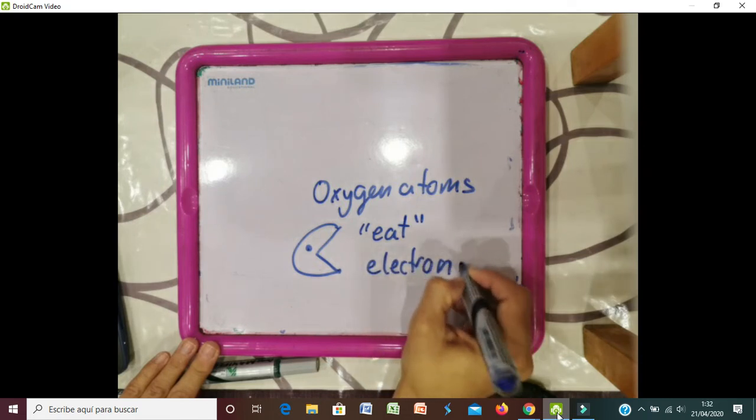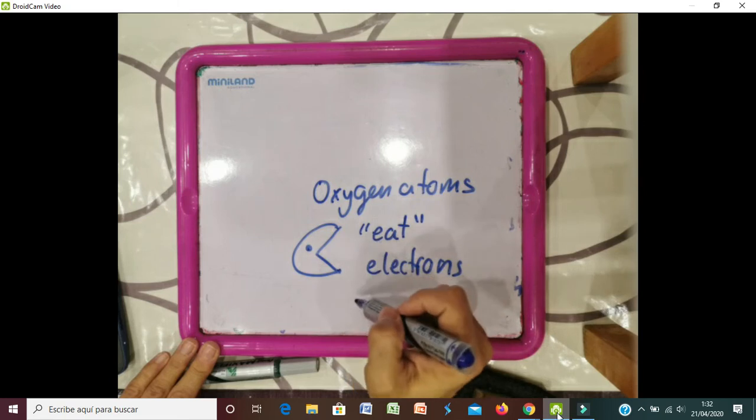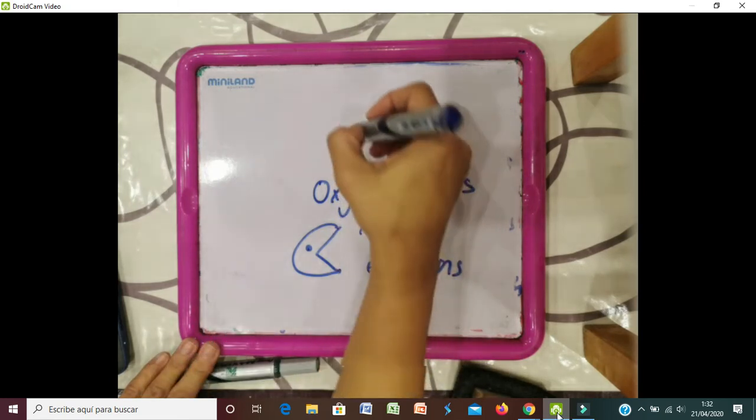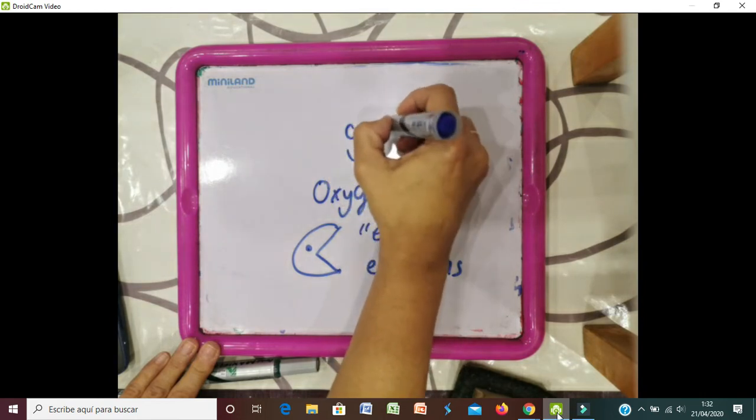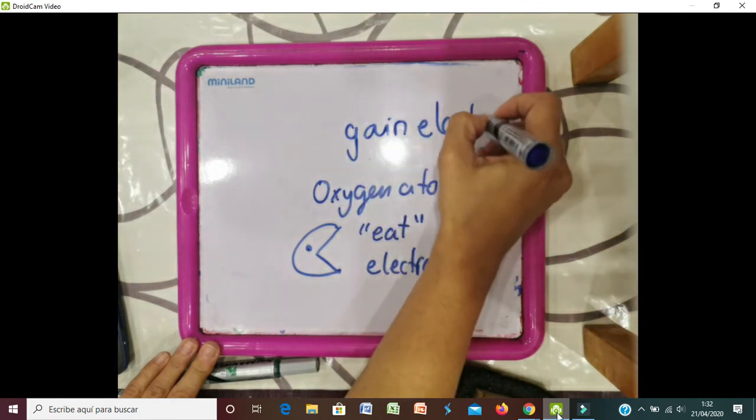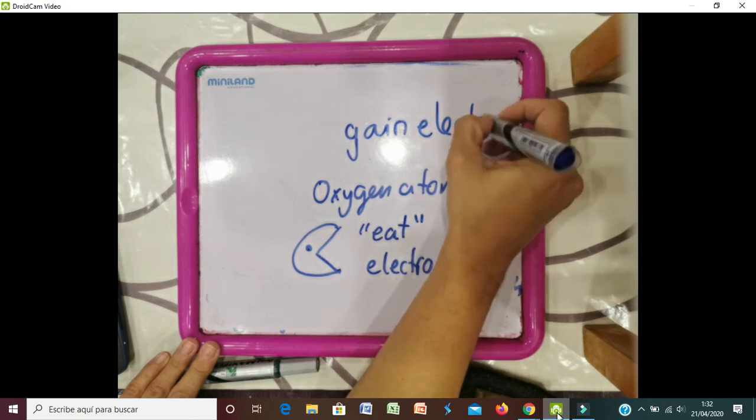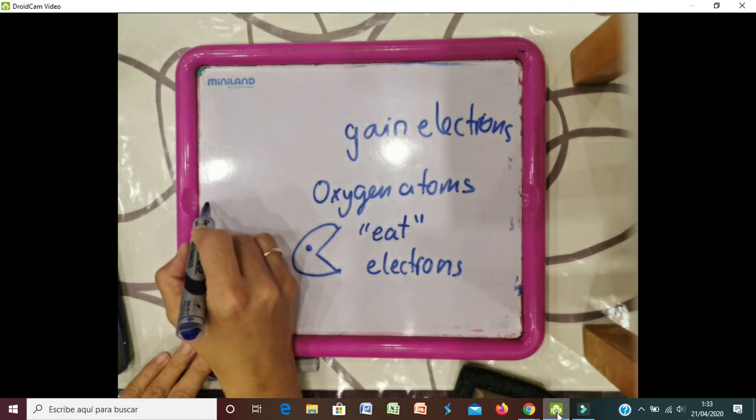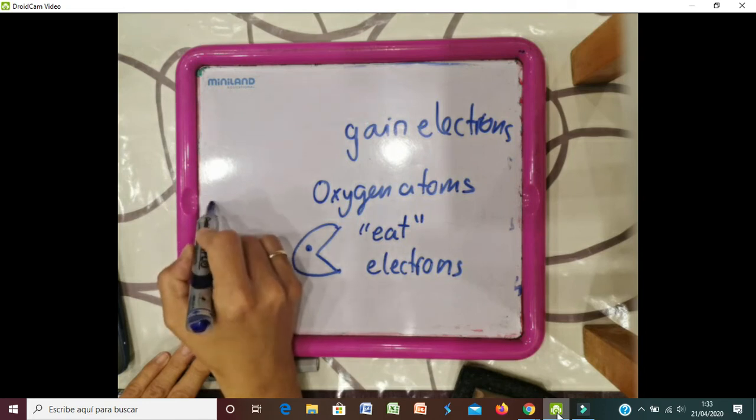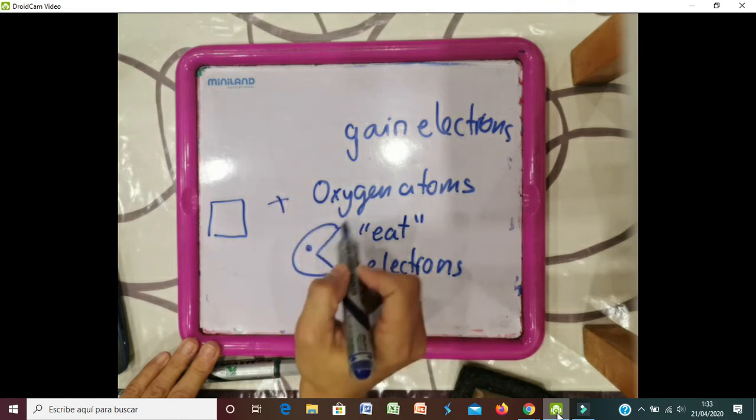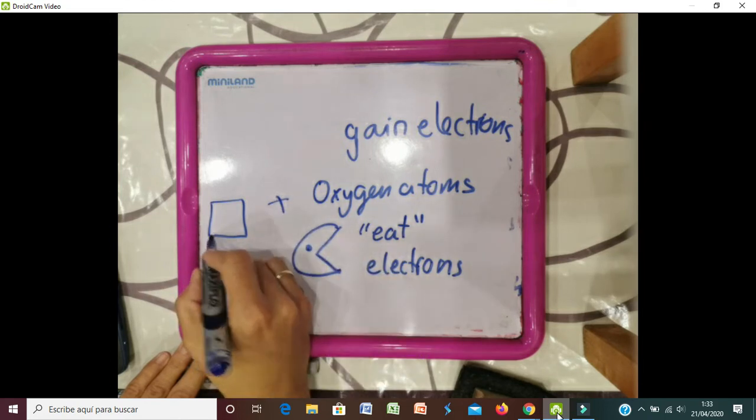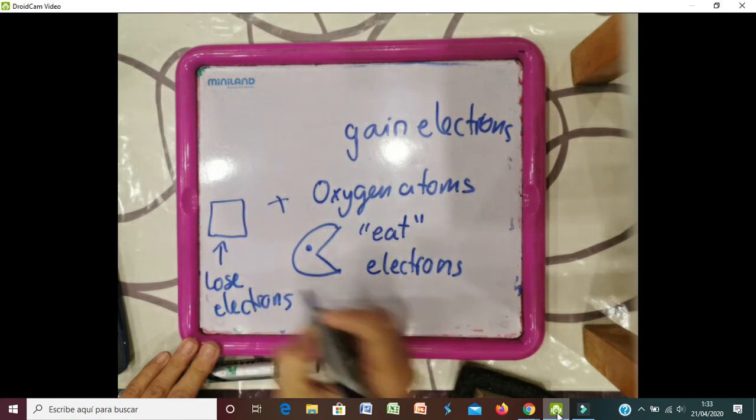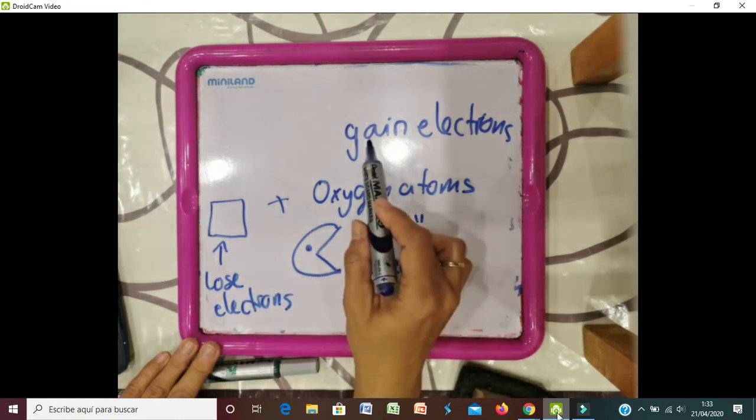So what they do is to take the electrons from the surface of other things and they gain electrons. So the oxygen atoms are going to gain electrons in the oxidation reaction, and the other substances thereby are going to lose electrons. So when I have another substance that is combined with oxygen atoms, this substance is going to lose electrons and the oxygen is going to gain these electrons.